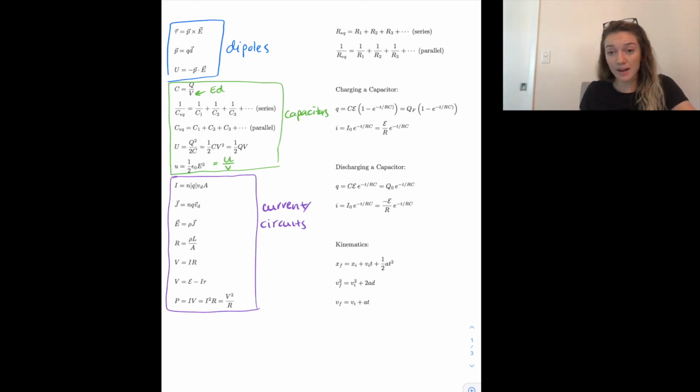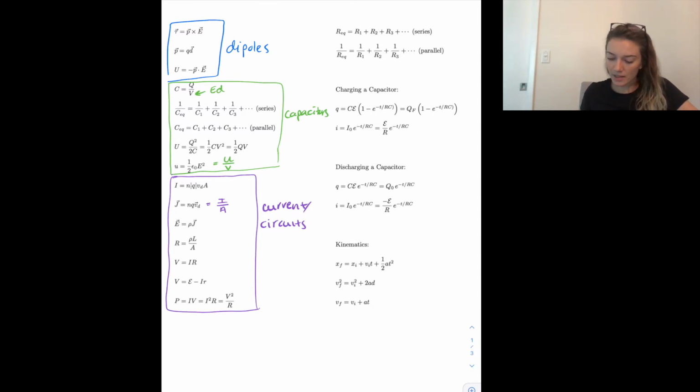Remember, current is not a vector, it's a scalar, even though we draw it with a direction. And then J is our current density. J is basically just I divided by the area, the current divided by the area, which gives us the current density. It's important to note that J is a vector, but that won't be too important for us until we get to magnetism.